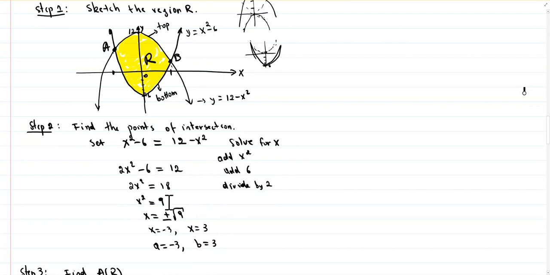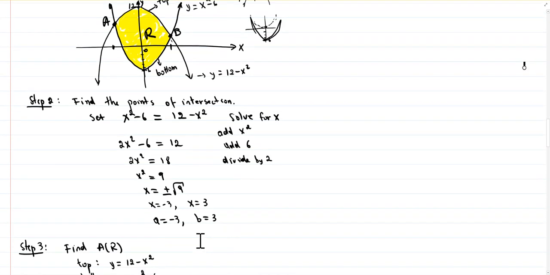Then with this quadratic equation, I will take the square root of both sides. Remember, when you take the square root of the equation, you have to introduce plus and minus. So the square root of x squared gives us x, equals plus or minus the square root of 9, which is 3. So I have negative 3 and 3. Negative 3 is less than 3, so A is negative 3, B is 3.